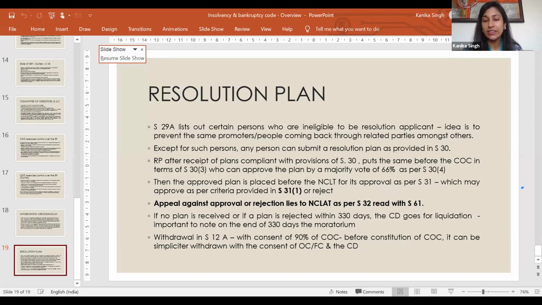With that, that would be the end of my little overview of the Insolvency and Bankruptcy Code. It's a huge code, a vast new subject. The law is evolving. I would encourage everybody to read up on it. Thank you all. And over to you, Nitish.